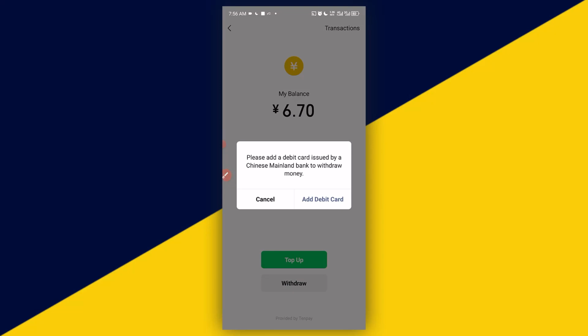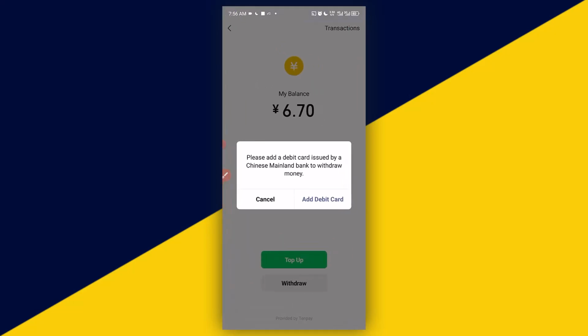Please add a debit card issued by a Chinese mainland bank to withdraw money. Okay, and you are a foreigner. How can you withdraw this kind of money from your WeChat wallet? I have a lot of cases about this, and I decided to make a video about it because someone reached out to me on my WhatsApp and asked this particular question.